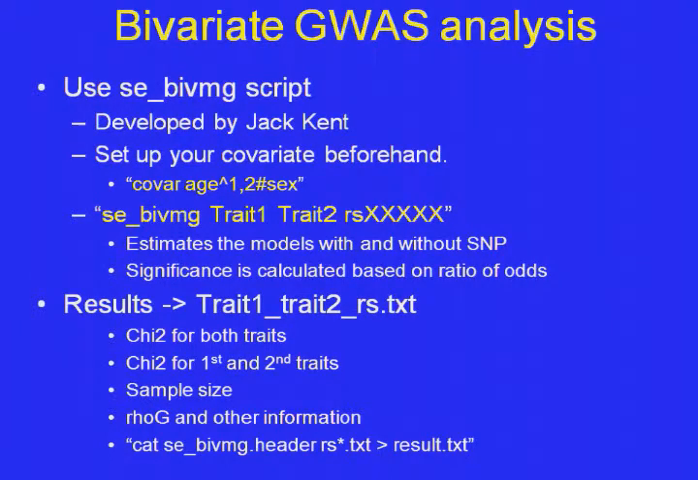Results are stored for each SNP in the trait1_trait2_rs text file, which has chi-square values for both traits, then chi-square for the first and the second trait, sample size, rho g, and other information. This sort of analysis can be done on both related and unrelated individuals. So actually, if you want to do a multivariate GWAS analysis, you can do it using this function.